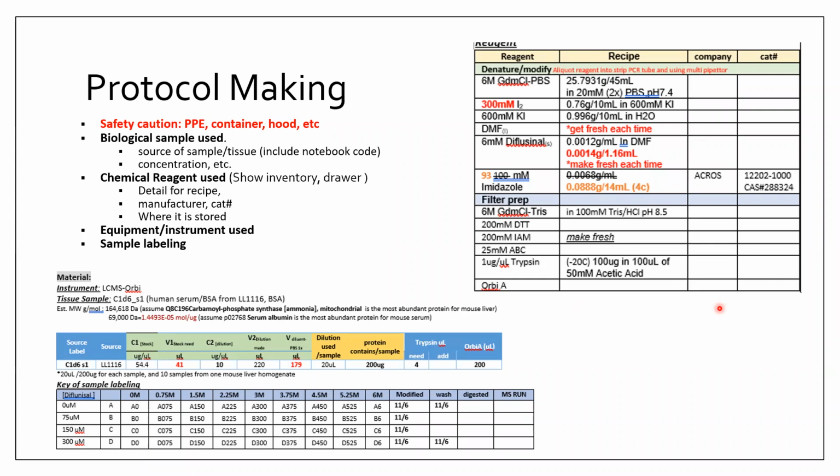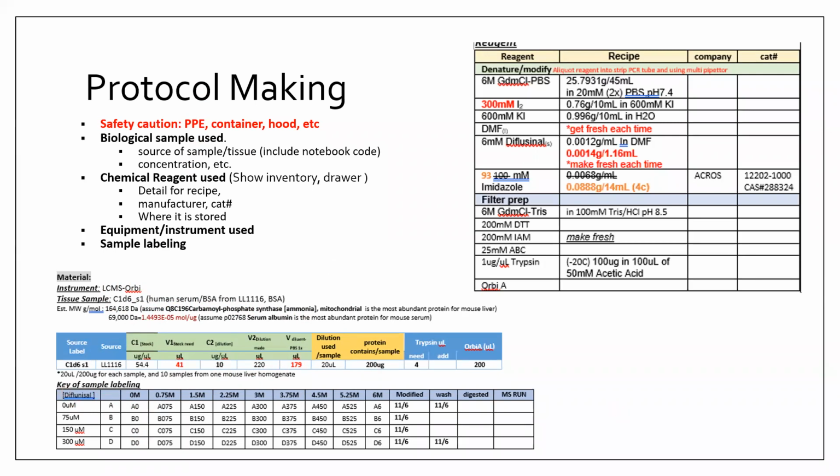If you are, make sure you mention the source. Here, the samples are serum samples. You have the sample name of this human, and it tells you it is human, and we have the protein concentrations from the BCA assay from notebook LL1116. So that is the detail you have here, including how you are going to dilute it and how much you will have.